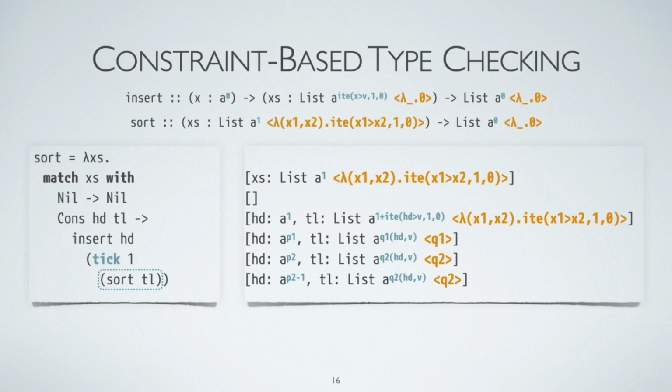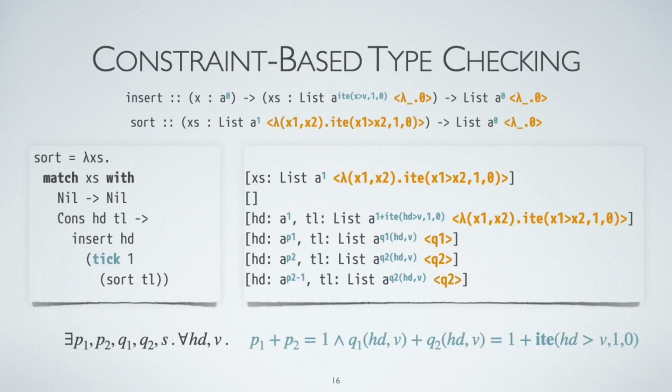Now let's take a look at the constraints generated by our type checker. The constraints assert the existence of p1, p2, q1, q2. First of all, there are constraints specifying the potential split. The potential in different parts should sum up to the original potential in the context. Then, for the tick, we need to ensure that the potential is enough to pay for the cost, which means that the potential after the tick is still non-negative.